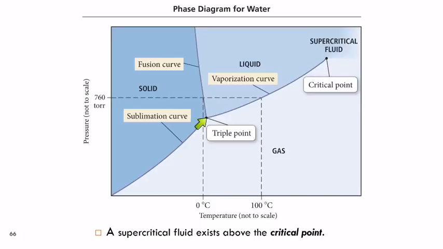Okay? The triple point is right here, where you have equilibrium with all 3 states. And up here at the end of the vaporization curve is the critical point. Beyond the critical point, there's no separation between liquid and gas. You have a supercritical fluid.